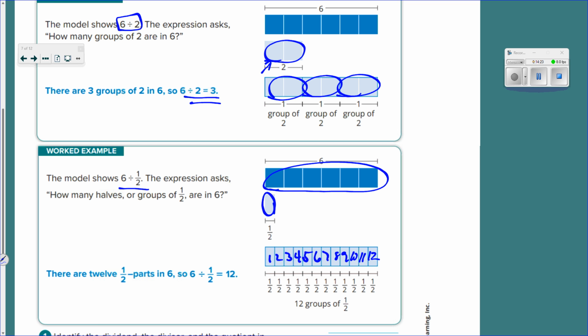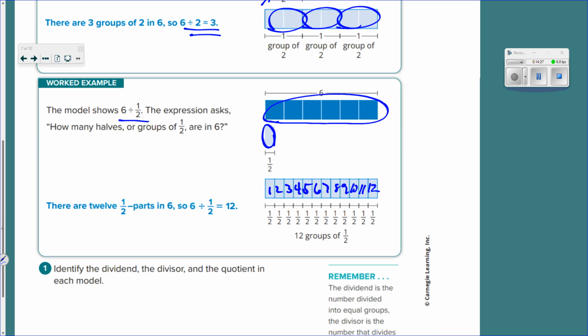If I were to rewrite that, again, the way we talk about division problems is we say, how many halves or groups of 1/2 are in 6? The answer is 12. There are 12 half parts in 6, which really makes sense if I'm dividing each one into 2 boxes. I now have 12 boxes when I get done. Is everybody okay with that?